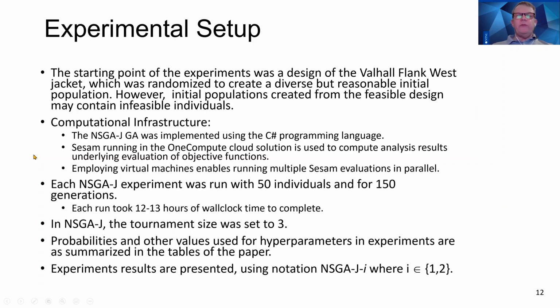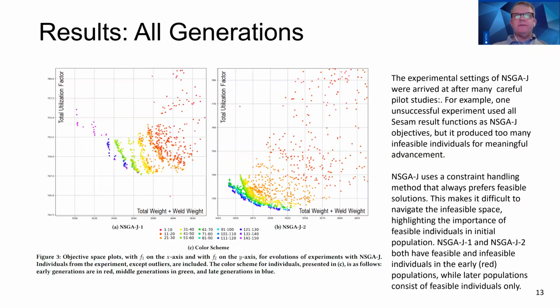SESAM software is running in a one compute cloud solution, and it uses virtual machines which enable running of multiple evaluations in parallel. Each experiment was run with 50 individuals, and it was run for 150 generations. Each of these runs took 12 to 13 hours of wall clock time to complete. We use a tournament size of 3, and other hyperparameters and probabilities are reported in the paper, and I'll refer you to that. I'm going to present here 2 experimental runs, NSGA-J and NSGA-J. Let's first look at all generations.